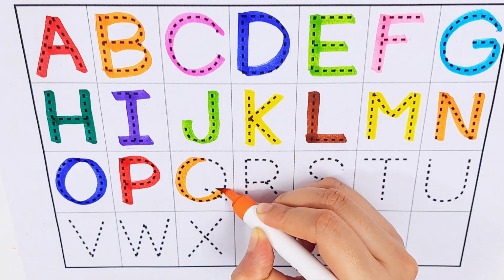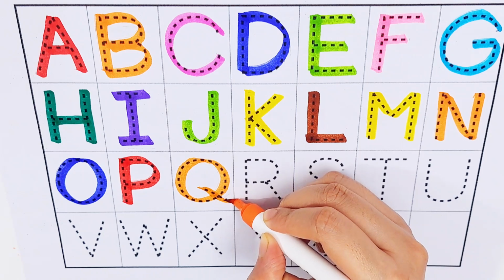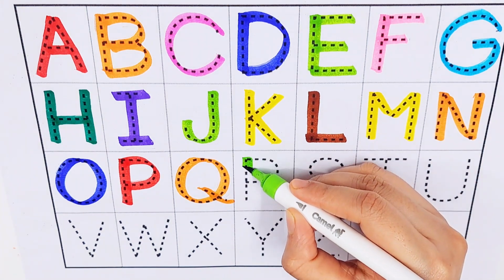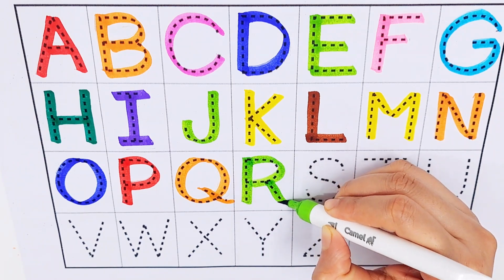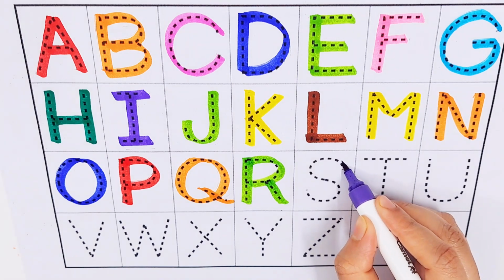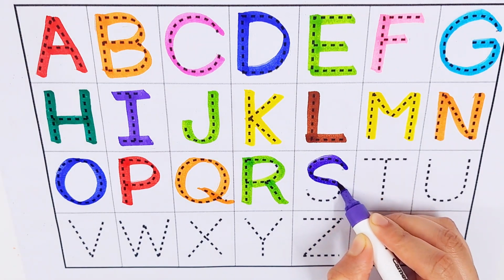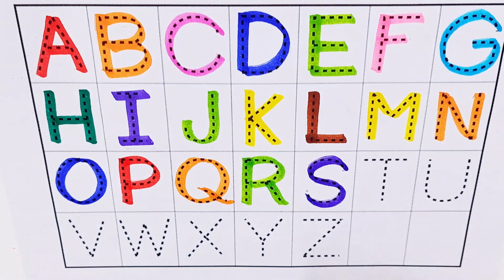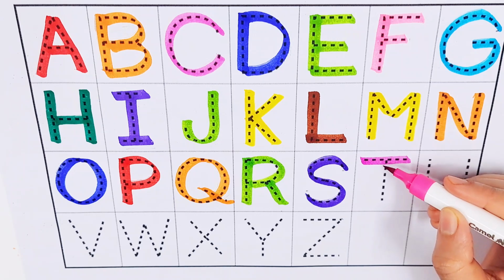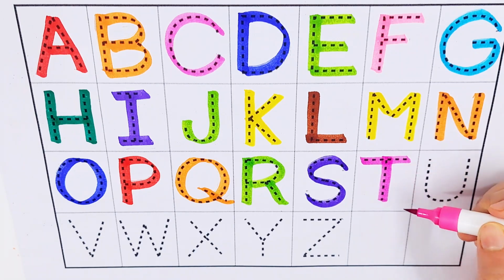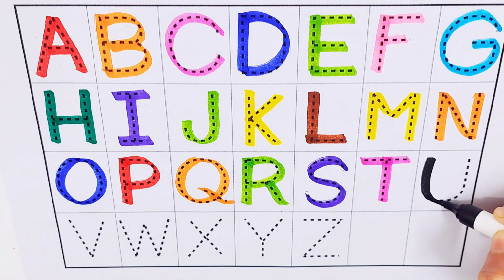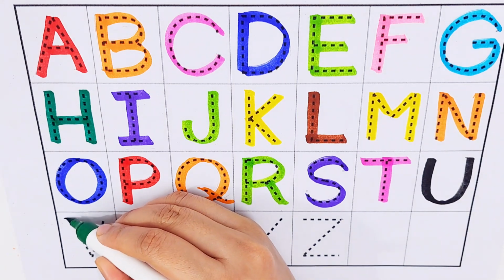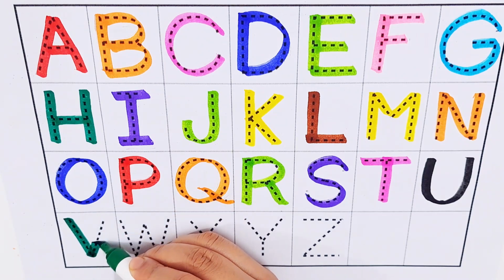Q for queen. R for rabbit. S for sun. T for top. U for unicorn. V for violin.